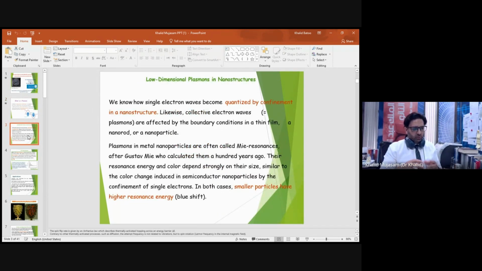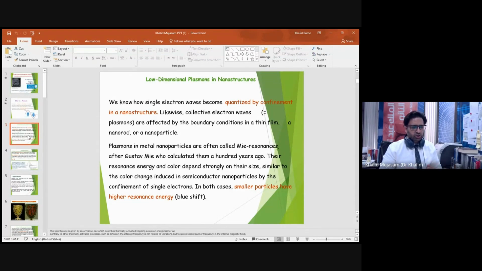Since I believe that all of you are working in nanostructured materials, we have quantized confinement in nanostructures, especially in thin films, nanorods and nanoparticle structures. These are actually the boundary conditions of plasmons. A plasmon is in a metal structure. It was long ago that Gustav Mie calculated, 100 years ago, how this resonance in metallic structures happens. This resonance energy and its color depend upon the size of the material.